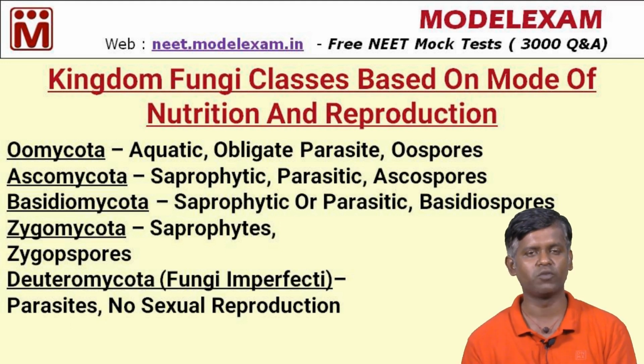Next group is Basidiomycota. Here they can be either parasitic or saprophytic. Here they are present with basidiospores. Next class is Zygomycota. They are mostly parasites, and they are present with zygospores. And next class is Deuteromycota. It is also otherwise called Fungi Imperfecti. Here they are only parasites, and this class doesn't have any sexual reproduction.